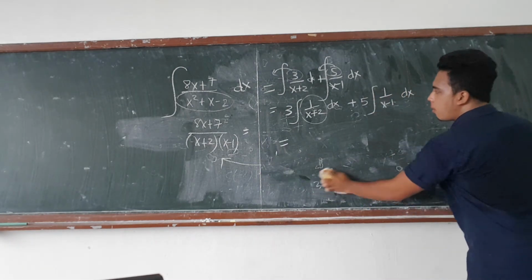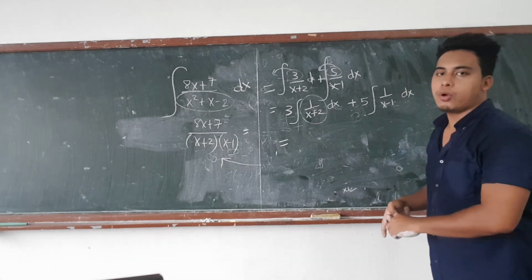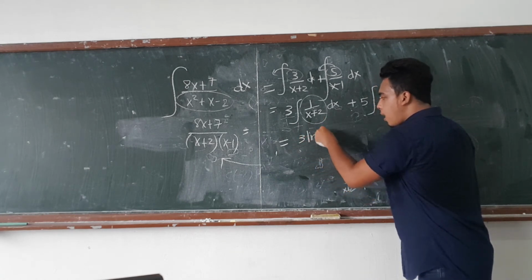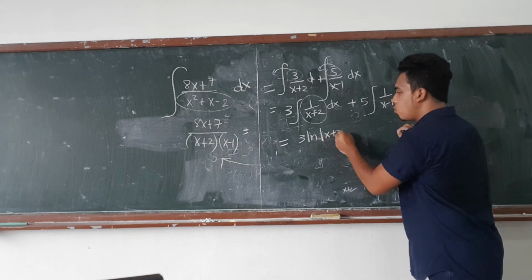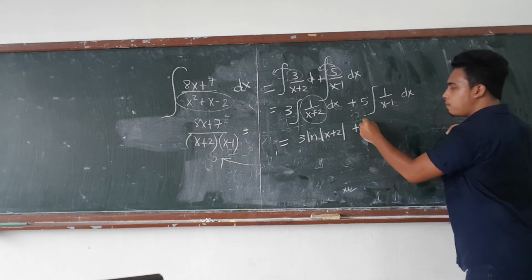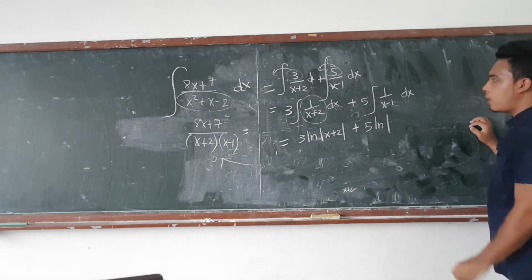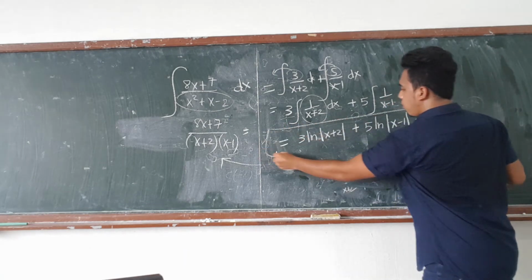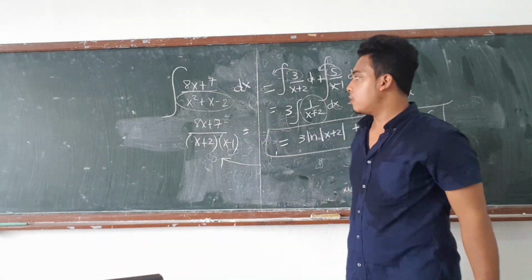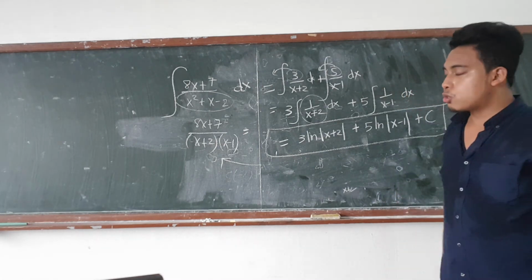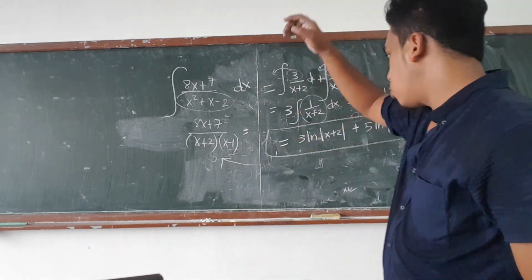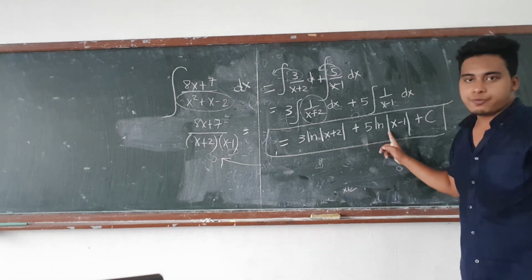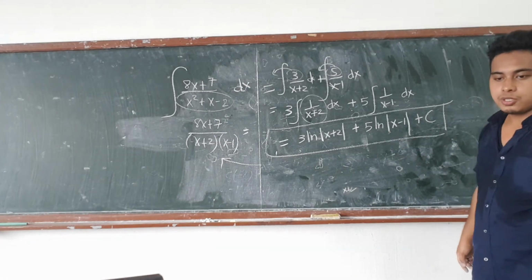So going back to the example, integrating 1 over x plus 2 gives 3 ln of the absolute value of x plus 2 plus 5 ln of the absolute value of x minus 1 plus c. And that is the answer for this integration of 8x plus 7 over x squared plus x minus 2.